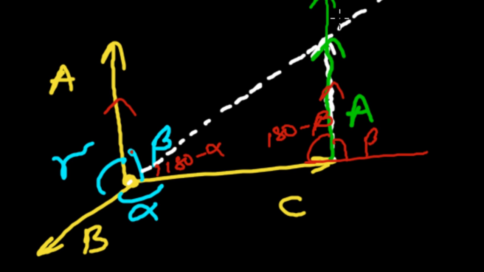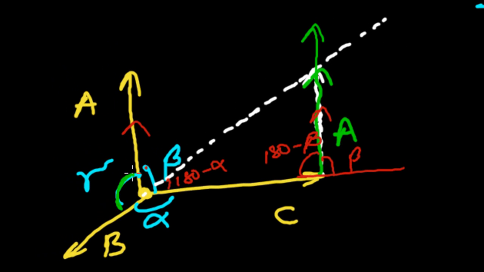If you extend this a little further, this angle will also be gamma by corresponding angles. So this angle will be 180 minus gamma. So we got all the inner angles of the triangle.